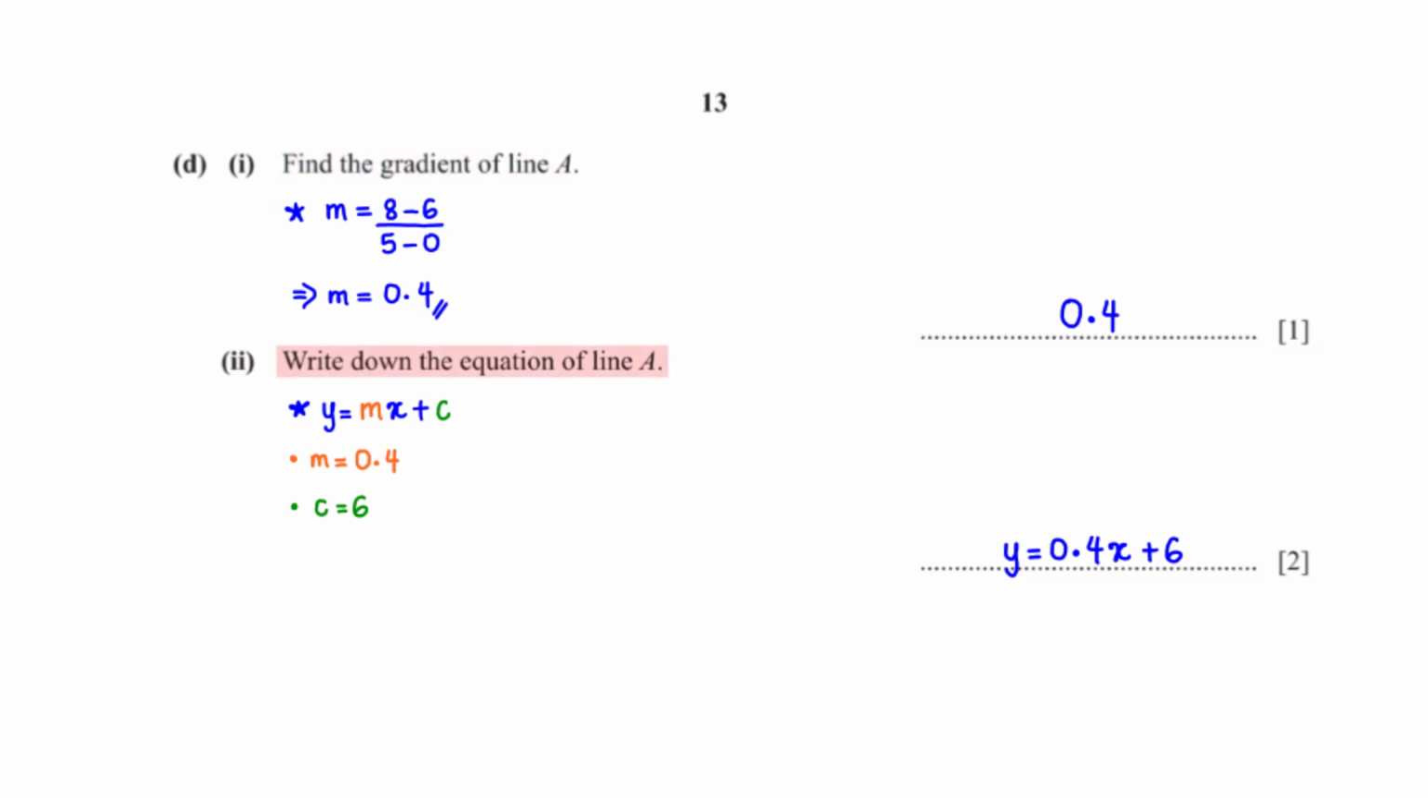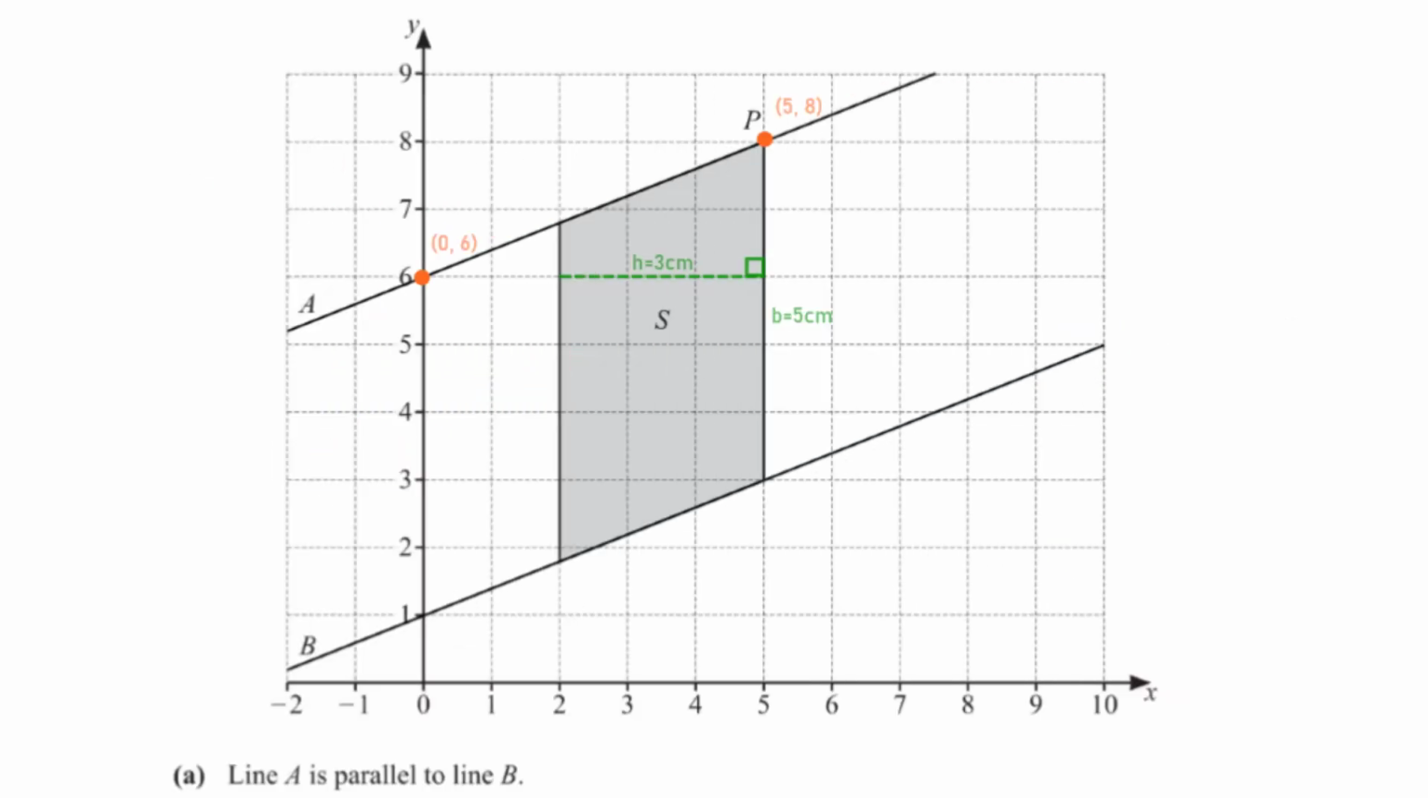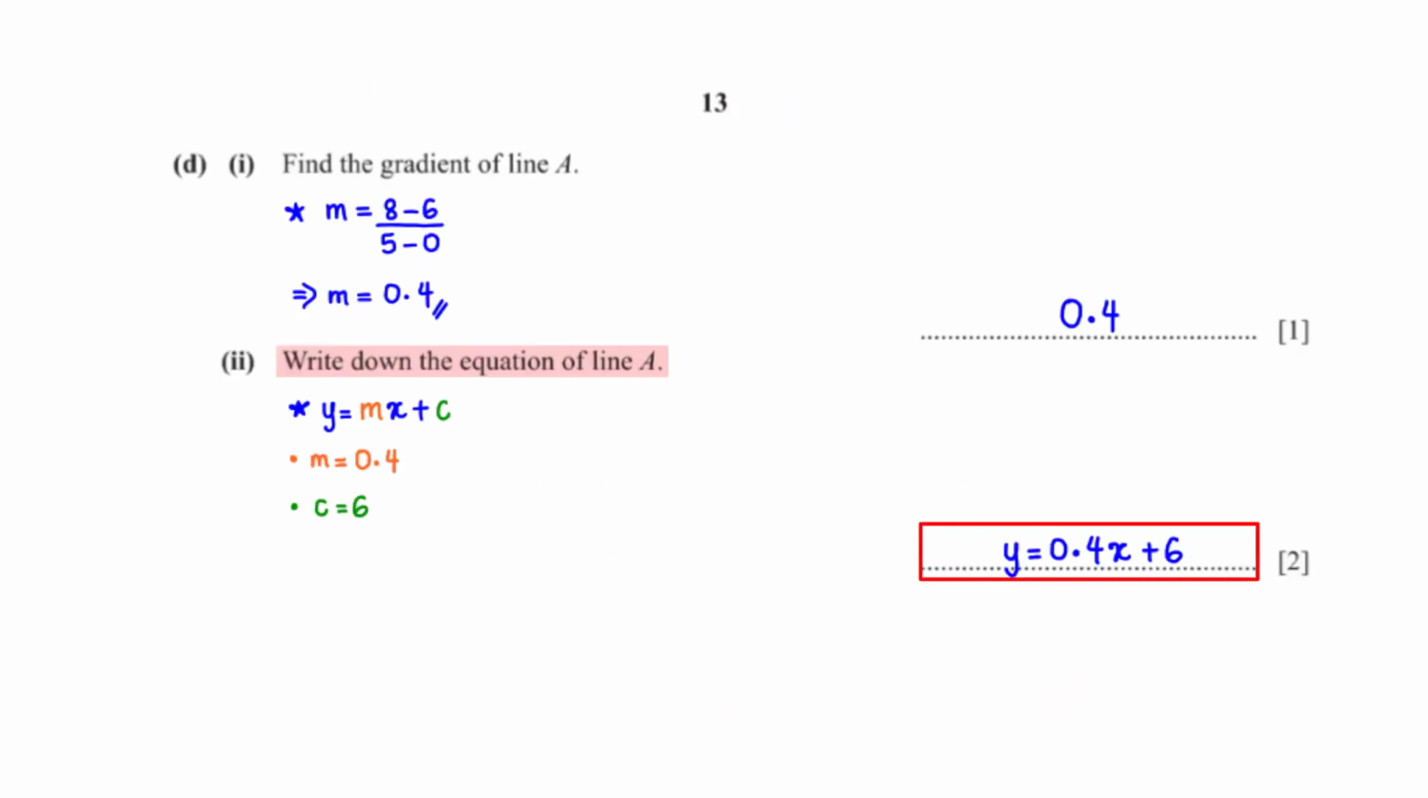Write down the equation of line A. To get the equation of line A, we need to get the values of m and c of the line and plug these values into y equals mx plus c. From the previous question, we found the gradient m to be 0.4. To get c, which is the y-intercept of the line, we pick the point on the y-axis through which the line passes, and that is 6. So we have y equals 0.4x plus 6.